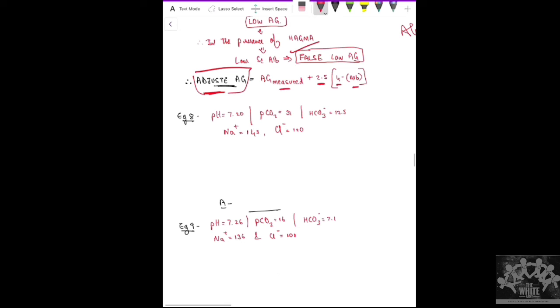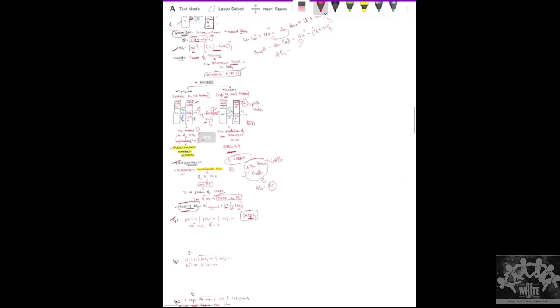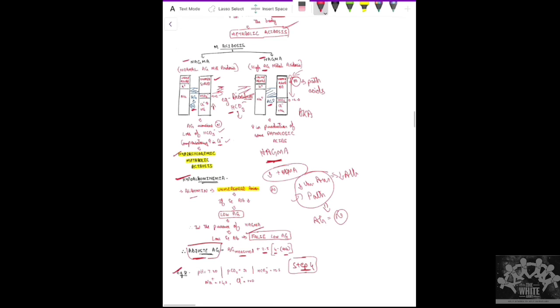Using this, can we solve this sum? Where were we? Example, we have an answer. Okay, Pawan says it is respiratory acidosis. Any other answer?